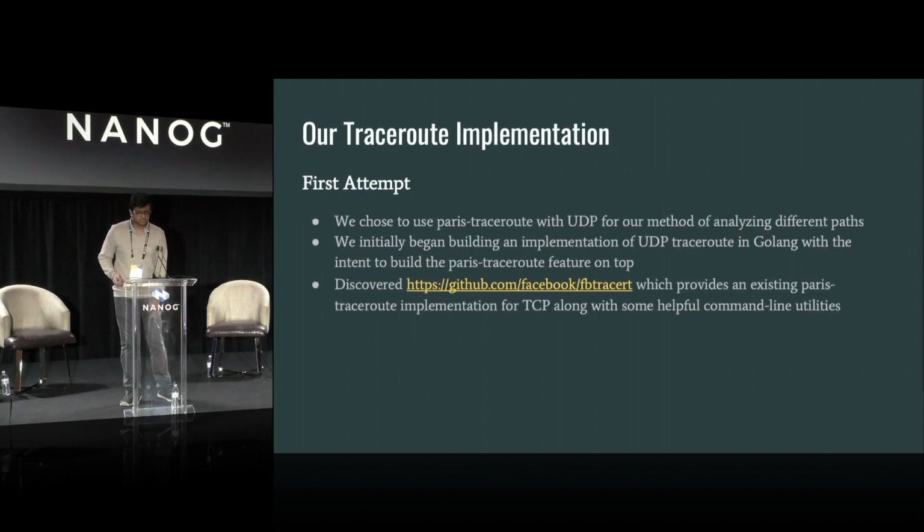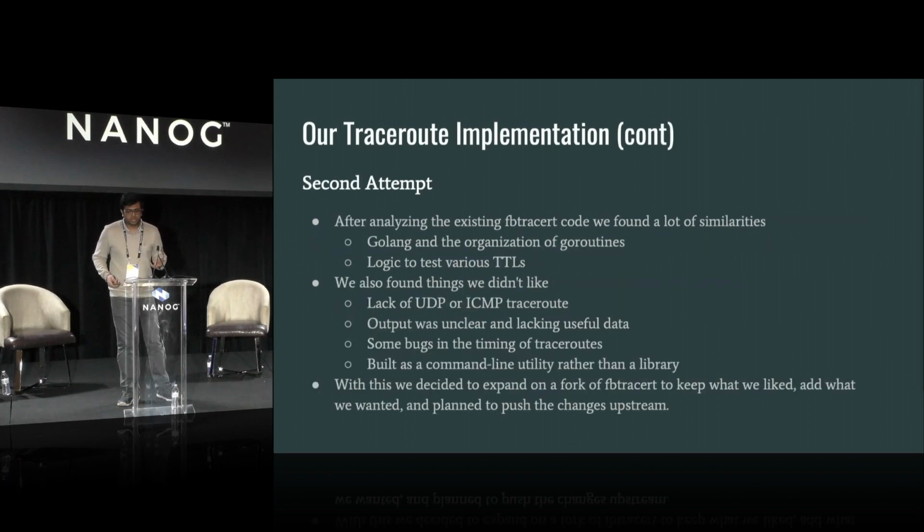So our first attempt, like I told, was to understand Paris traceroute, which is written in C++. What we wanted to do is write it in Golang, and we began to implement it using UDP. Then we discovered that FB Tracer already has this mechanism, but it does it using TCP. So our second attempt was to use Golang with concurrency and goroutines, and get a logic to test various TTLs.